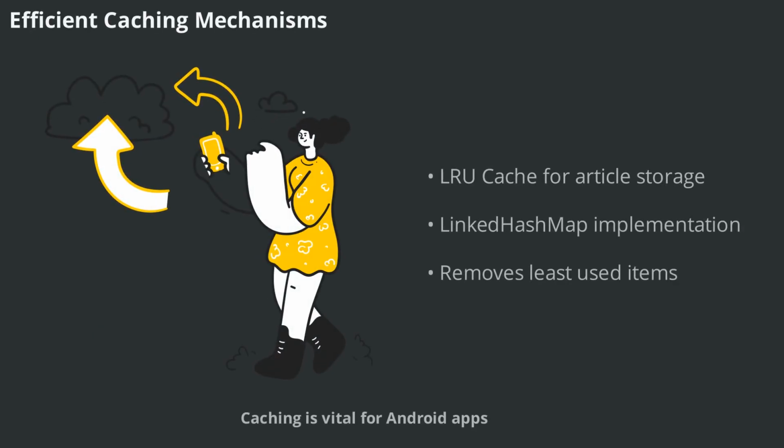Caching is vital for Android apps, especially those dealing with frequently accessed content like news articles. Interviewers may ask how you'd design a caching mechanism to store articles and retrieve the most recently accessed item quickly. The ideal solution is an LRU cache, least recently used, which can be implemented using LinkedHashMap in Kotlin. This structure automatically removes the least recently used items when the cache exceeds its capacity, ensuring that the most relevant data is always available. Understanding and implementing LRU caching shows your ability to manage memory and optimize user experience.